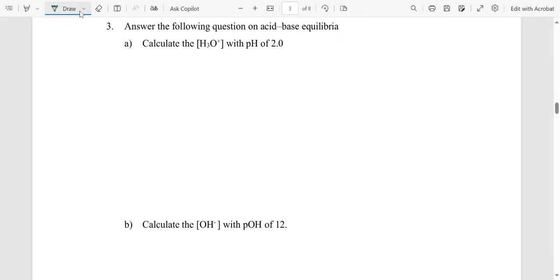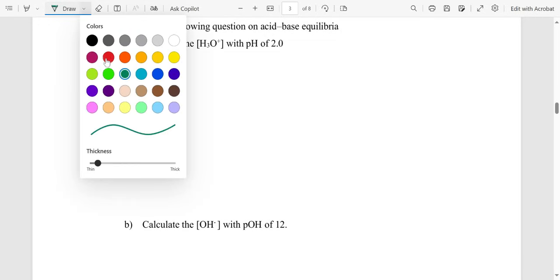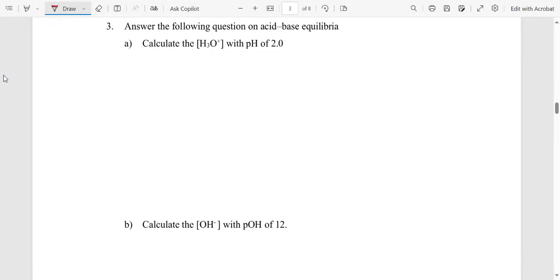Question 3. Question 3 is saying, answer the following questions on acid-base equilibrium. Calculate the hydronium concentration with pH of 2.0. So remember, pH is equal to negative log of the concentration of hydronium.